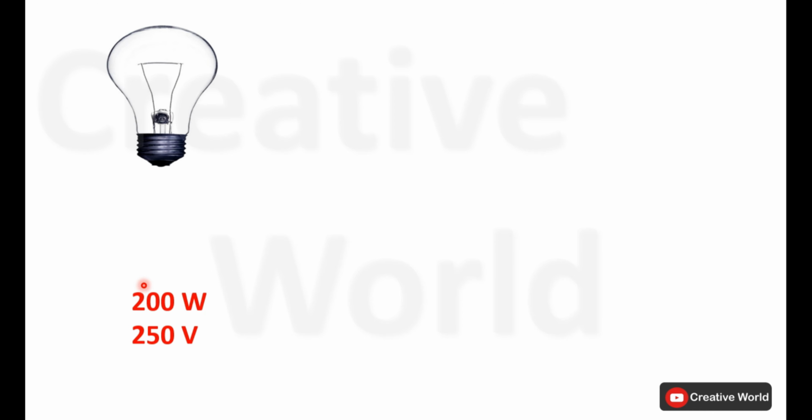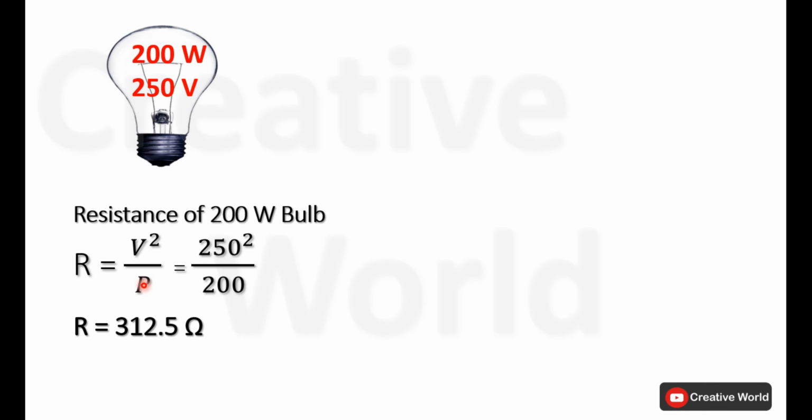So first we will calculate the individual resistances of both bulbs. Resistance of the 200 watt bulb will be R is equal to V square divided by P. I have used the basic formula of power, which is P equal to V square divided by R. In this scenario, voltage and power both are known, so we can calculate the resistance from these values. Taking the square of 250 volt and dividing by the power of that bulb, which is 200 watt, we calculated the resistance of this bulb.